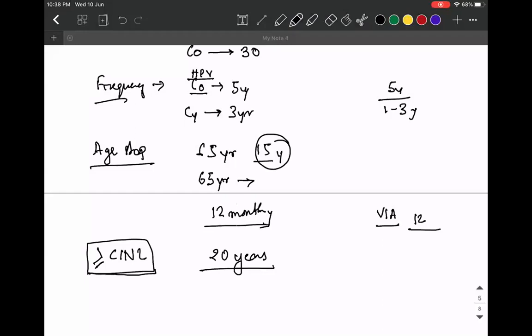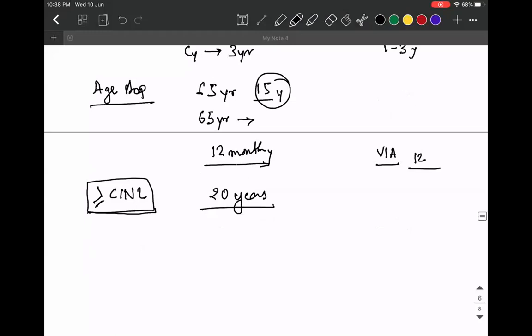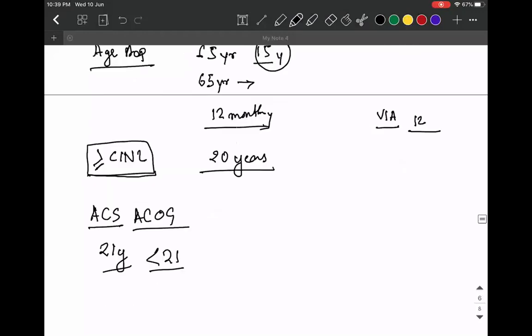And just briefly, I'll touch upon what the American guidelines say. The American guidelines are the American Cancer Society guideline, ACS, and the American College of Obstetricians and Gynecologists guideline, ACOG. They say that screening should be started at the age of 21 years, not less than 21. Less than 21 should not be screened. Annual screening is again not performed here.